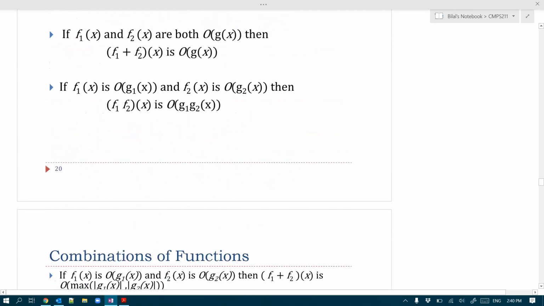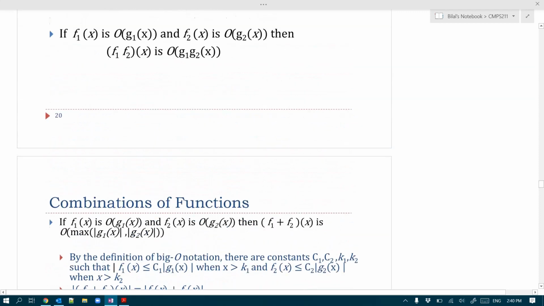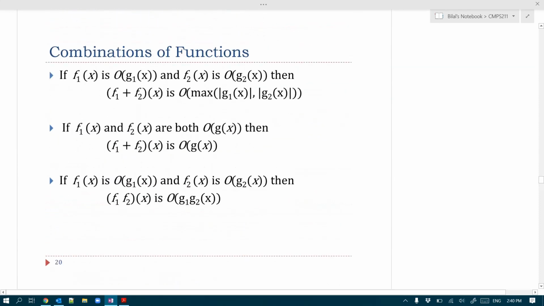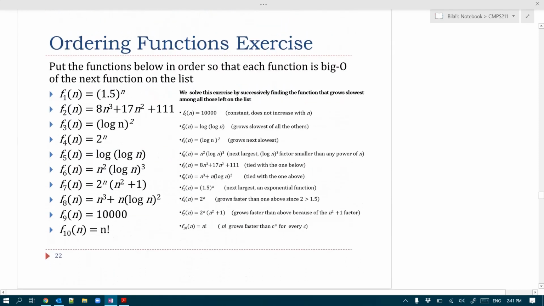And then we will discuss a few rules about how to decide on the complexity or on the order of growth of the summation of two functions, given the order of growth of each one of them, or their multiplication too. And we will be doing this exercise together, to rearrange the functions that you have here with their respective order of growth.